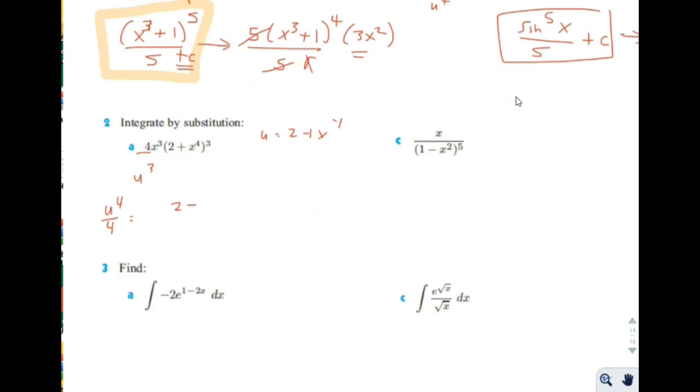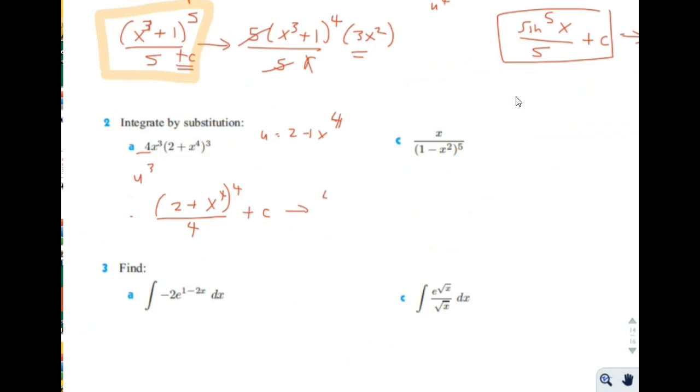So it would be 2 plus x to the fourth, right? 2 plus x to the fourth divided by 4. Now let's test it out. And then we need to put plus c, of course. Plus c. Okay. So let's take the derivative of that and see if it is really the integral.